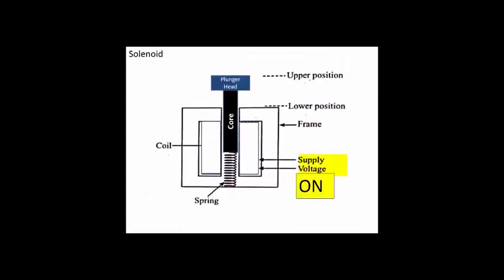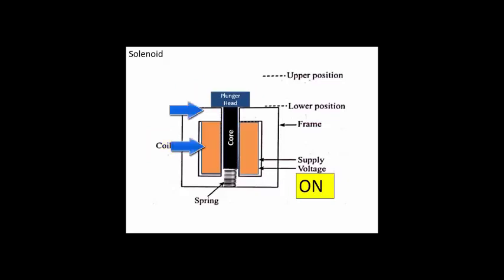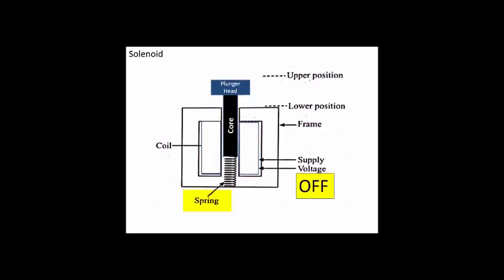When you supply the power to the coil, what happens? It is magnetized. This is the core. This will be attracted downwards because more coil is present over here and less coil is present on this side. So it will be pulled down and you get the movement. Now, when you don't want the plunger to be down, you just have to switch off the power supply. Because of the spring over here, it will be lifted upwards and you have the other position.